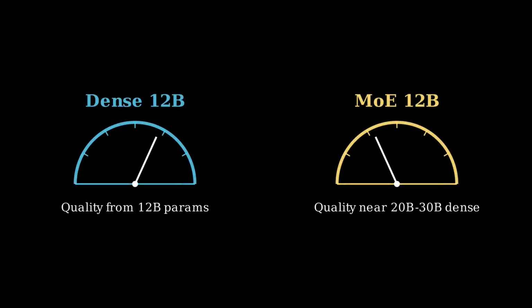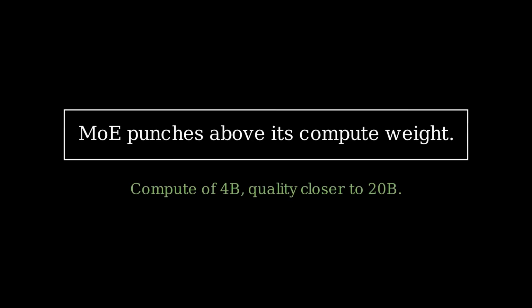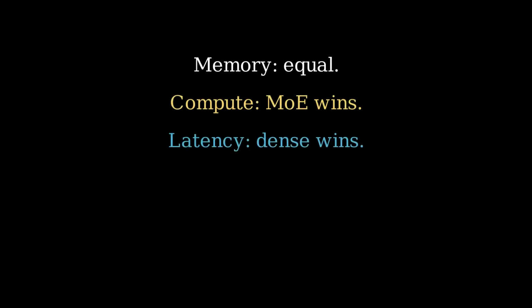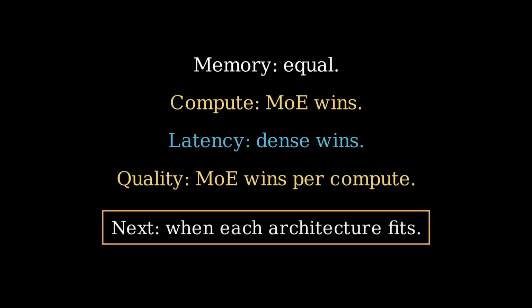Quality is where MoE shines. A 12 billion MoE typically matches the quality of a much larger dense model, often 20 to 30 billion equivalent, while doing the compute of a 4 billion model. The summary. Memory cost is equal. MoE wins on compute and quality per compute. Dense wins on predictable latency. Different trade-offs for different deployments. Next, when to pick each.